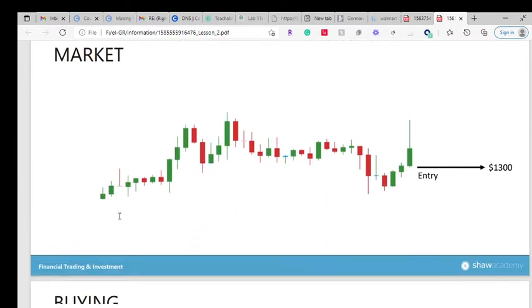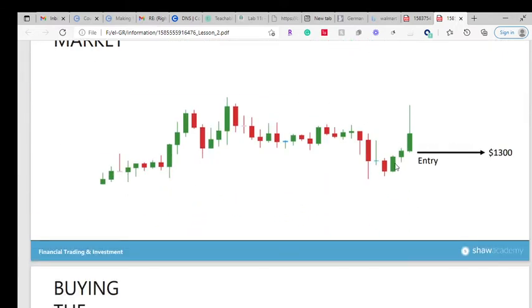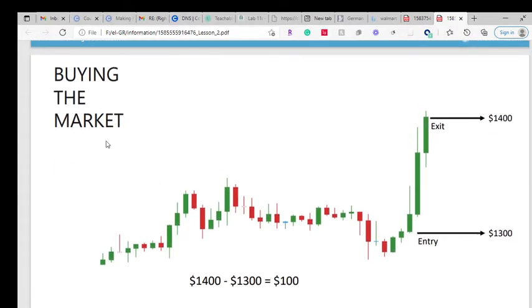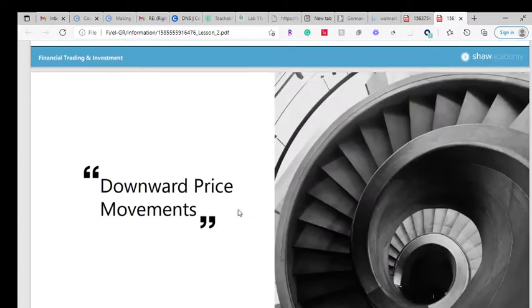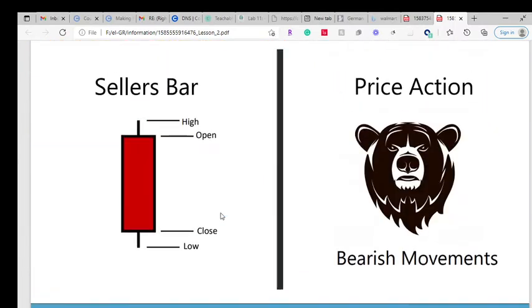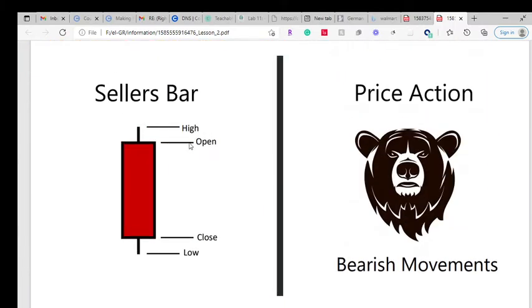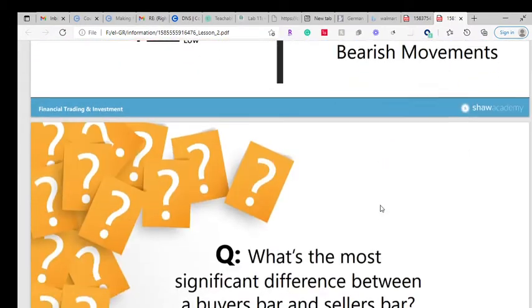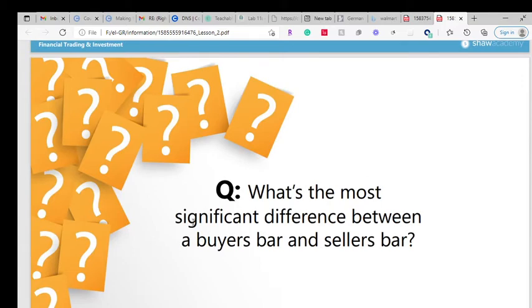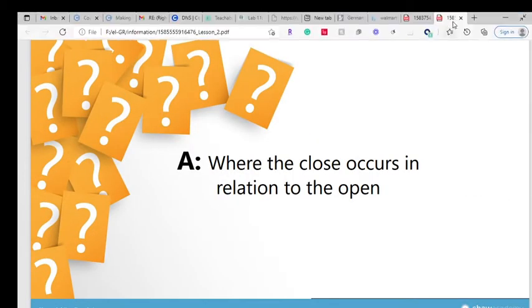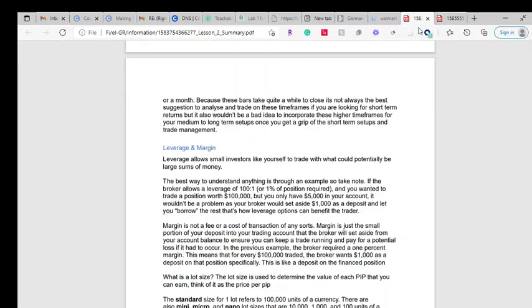So here, this is buying the market. Entry price of 1,300. You're in at 1,300, and if you're buying the market at the entry price and then executing at 1,400, that is upward price movement. When the sellers are high, the bar opens high and closes low. So this is the bearish market. The difference between the buyers bar and the sellers bar is important to know.